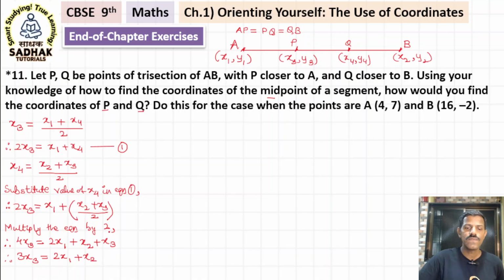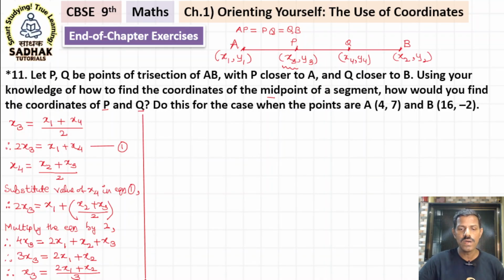Okay, now see friends, from this formula we can find the value of x3. Therefore the value of x3 will be equal to 2x1 plus x2, divided by 3. So that is the formula, or that is the equation that we will use for finding out the x coordinate of point P, right?